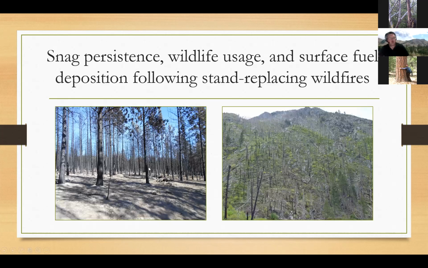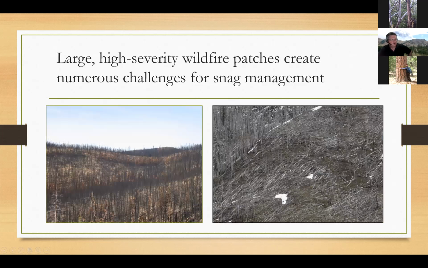Another topic I wanted to talk about a little bit is another big study that we've completed, looking at snag persistence, wildlife usage, and surface fuel deposition following stand replacing wildfires. Obviously, large, high severity wildfire patches create challenges for snag management.